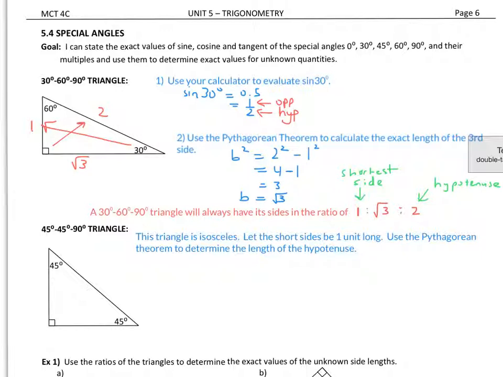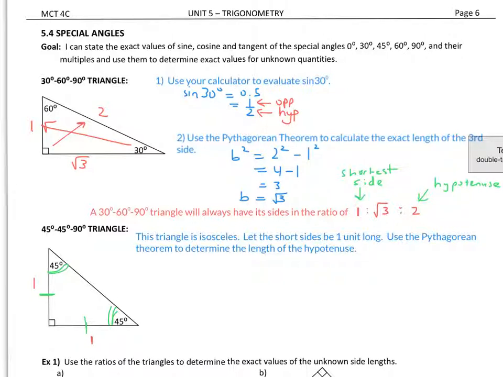All right, let's take a look at the 45, 45, 90 degree angle triangle. This triangle is isosceles. Because the 45 angle here and the 45 angle here are equivalent, it means that the sides across from those angles are equal in length. So we're going to let the short sides of that triangle be 1 unit long each. So this will be 1 unit and this will be 1 unit long.